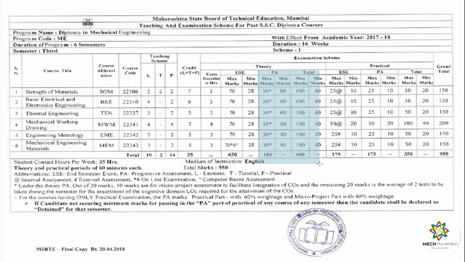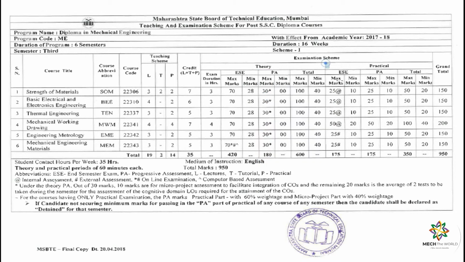Now let's discuss the progressive assessment of theory. The progressive assessment of theory consists of a total of 30 marks, which has been divided as 20 plus 10. 20 marks come from the average of midterm test and end term test, and 10 marks come from the micro project activity, and there is no minimum limit to score.